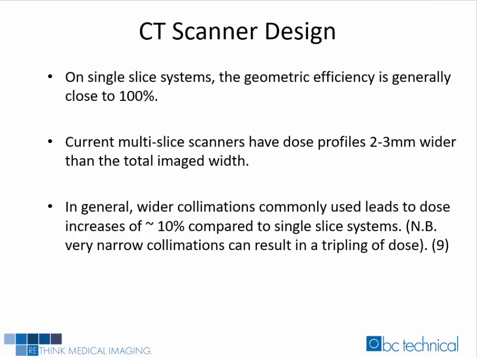Let's take a look at CT scanner design. On single-slice systems, the geometric efficiency is generally close to 100%. In current multi-slice scanners that we see, they have dose profiles that are 2 to 3 millimeters wider than the total image width. In general, wider collimations, commonly used, lead to dose increases of approximately 10% compared to single-slice systems. Take note that very narrow collimations can result in a tripling of dose.